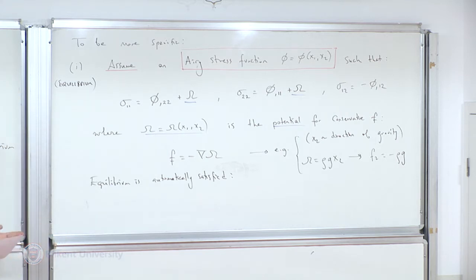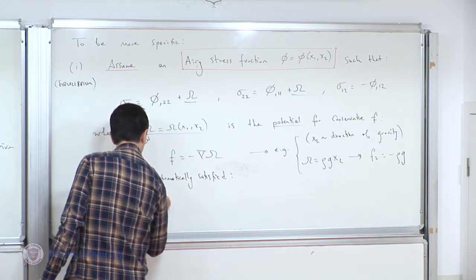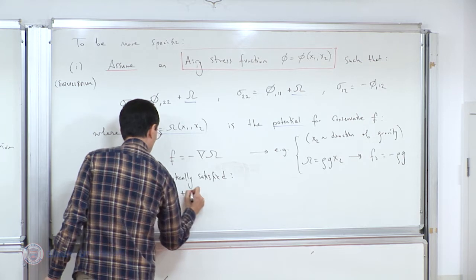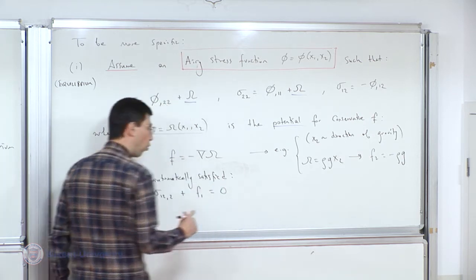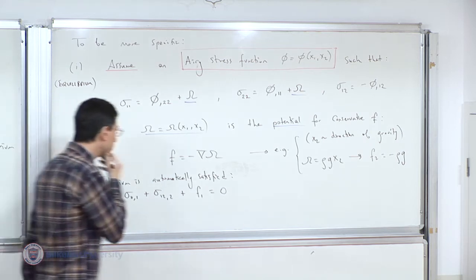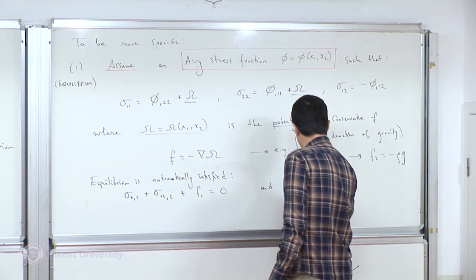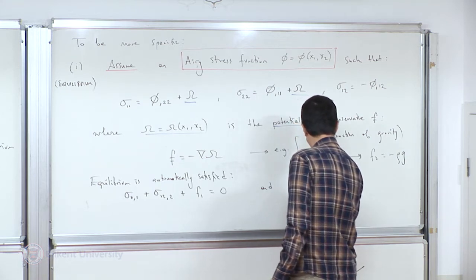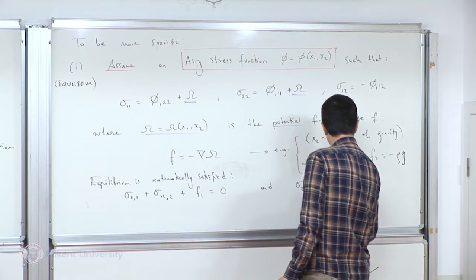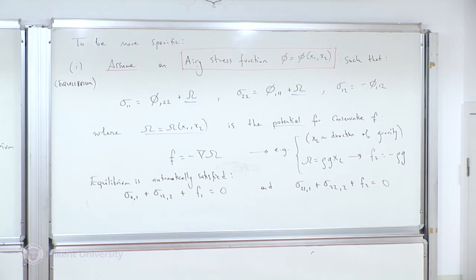So we have two components, right? Again, a two-dimensional world. We have divergence of sigma, so sigma 1,1 comma 1 plus sigma 1,2 comma 2 plus F1. We omitted the inertia, so that's equal to 0. And sigma 2,1 comma 1 plus sigma 2,2 comma 2 plus F2 is equal to 0. We have only two equilibrium equations presently.